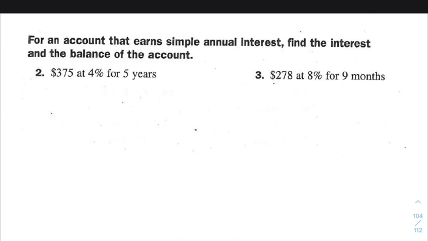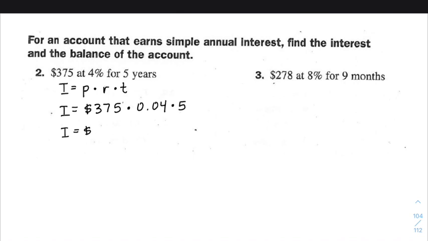On number 2, we have $375 at 4% for 5 years. We always start by writing our simple interest formula. I equals P R T. The principal is $375. The rate is 4%. The decimal form of 4% is 0.04. And the time is 5 years. To calculate the interest, we need to multiply our values together. This will give us $75. So the interest earned on the account was $75.